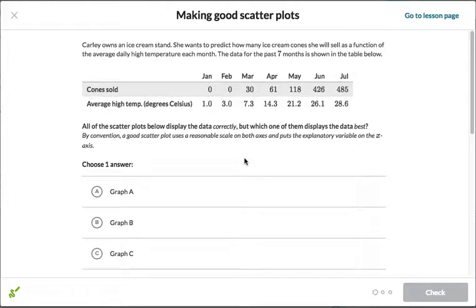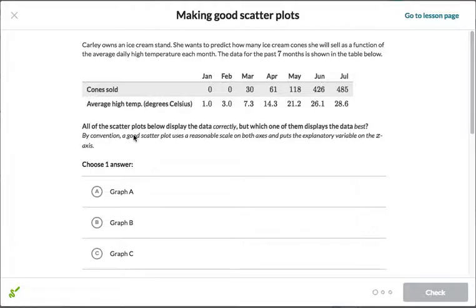Going to examine is how to make good scatter plots. Now, it's all well and good knowing how to make a scatter plot. It's quite simple. We're just using the data that we're given and plotting it on a graph. But to make good scatter plots, and Khan Academy will tell you here, all the scatter plots below display the data correctly, and that's not the problem. Which of them displays it best?